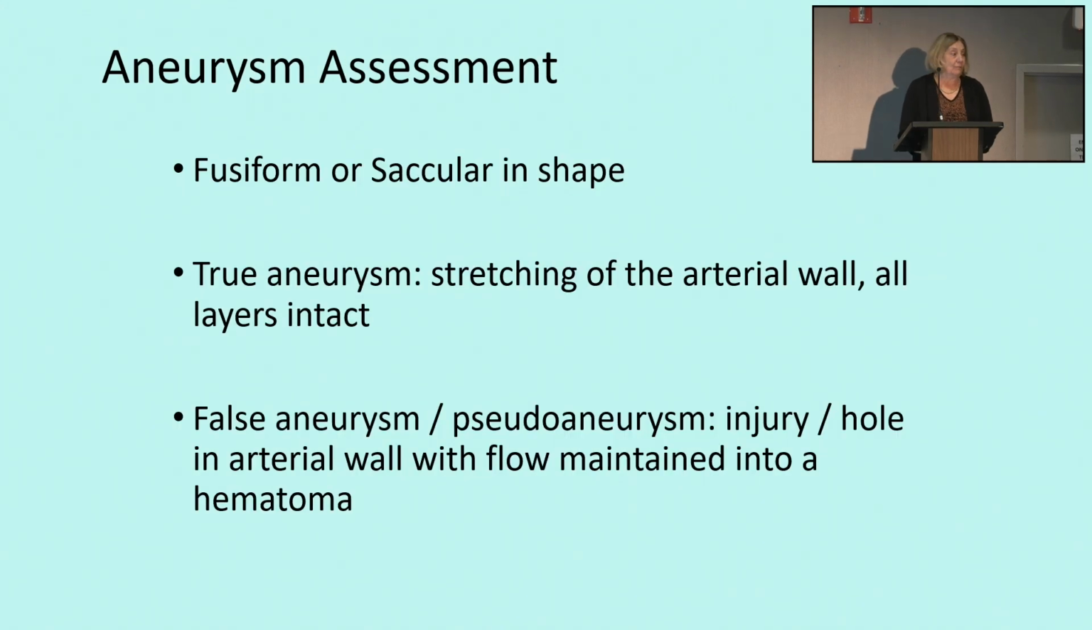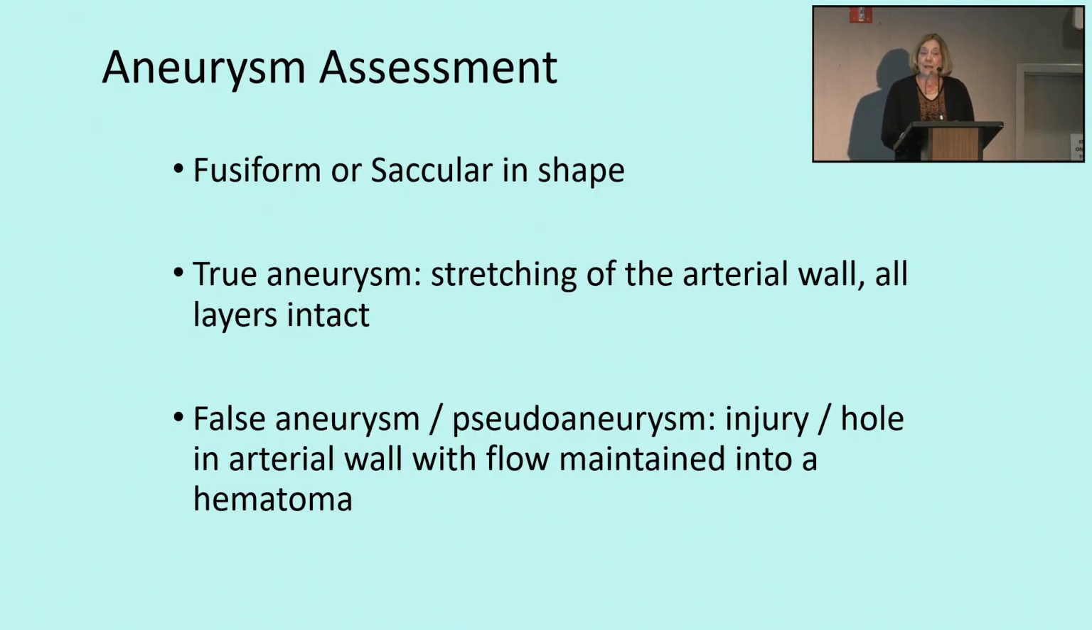So let's take just a quick look at that. The two types of aneurysms we really discuss in terms of their structure and their shape are going to be fusiform or saccular. When we talk about an aneurysm, and this is important for you to help differentiate for your patients and for the providers, a true aneurysm is going to be the stretching of all walls.